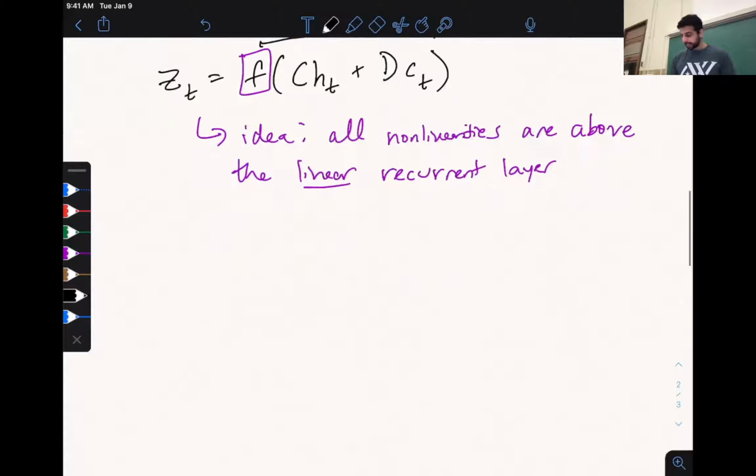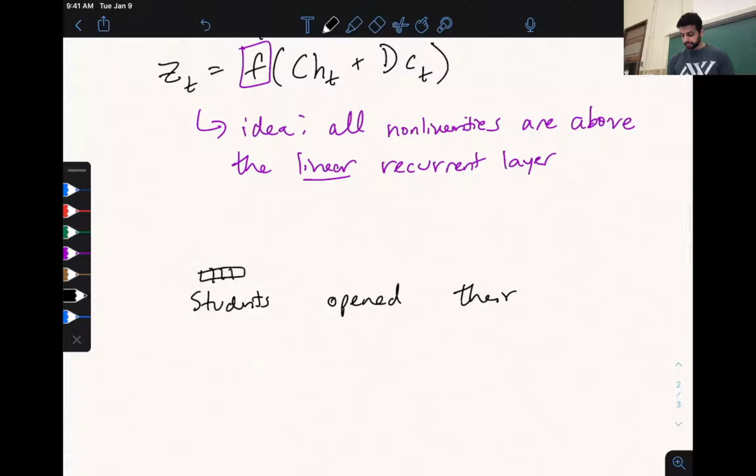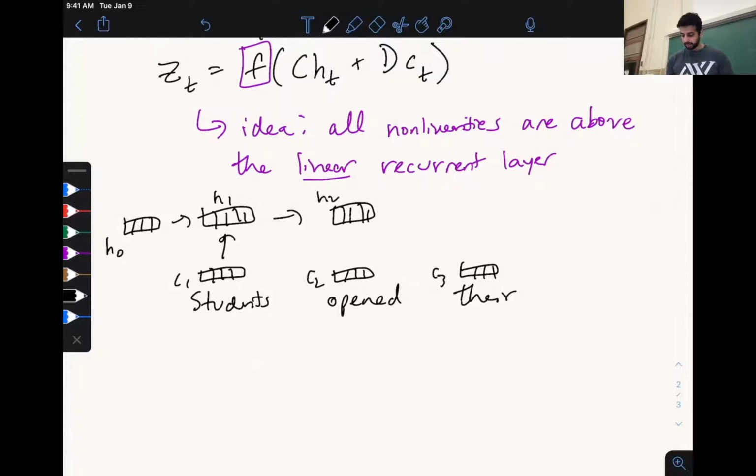Okay, so let's go back to our favorite example. It's fitting for the last day of class. We've seen this so many times before. Students opened there. So again, we have some word embeddings here, C1, C2, C3, and let's say we have some hidden state, H sub 0, we have H sub 1, H2, H3, and so all of these transitions are handled by the B matrix, all of these are handled by the A matrix, right? So let's just for simplicity assume that this H sub 0 here is just a 0 vector, so it doesn't affect the first time step.